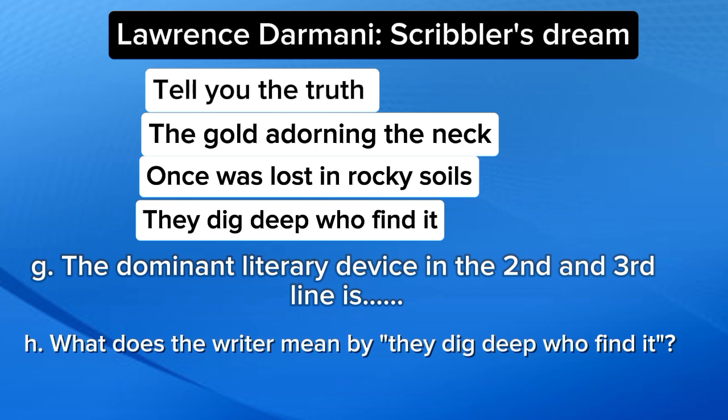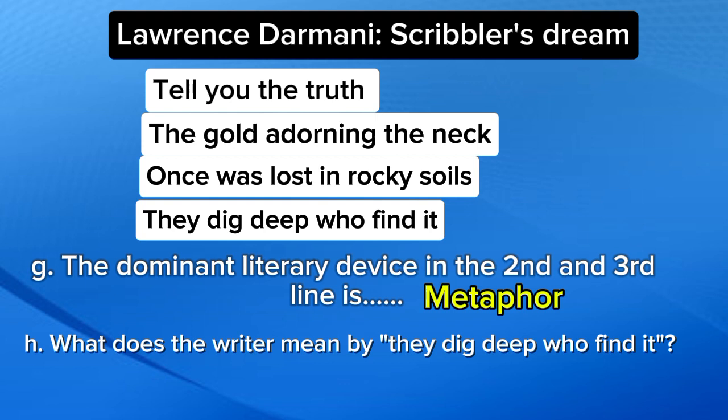So from the line 2 and 3, we can find literary devices in there. We can find something like imagery, symbolism, and then we have metaphor. But in this question, it is specifically asking for the dominant literary device. That means the main, the central literary device. And I'll go with metaphor.